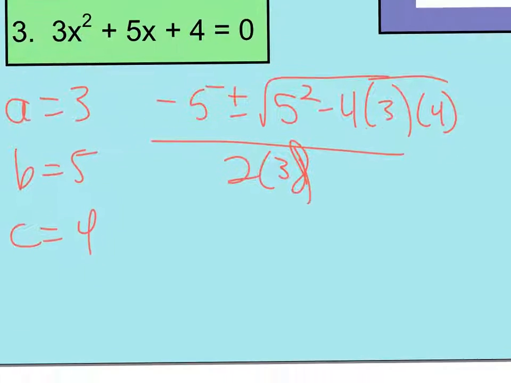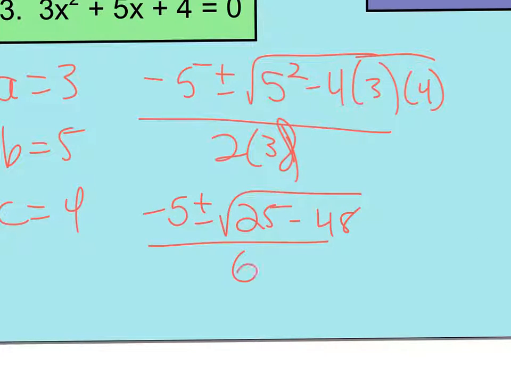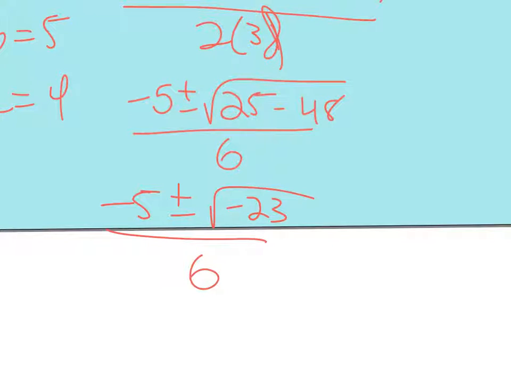So let's play the order of operations game, and I'm going to get negative 5 plus or minus square root 25 minus 4 times 3 is 12 times 4 is 48 all over 6. So now if I put this together, that's negative 5 plus or minus 25 minus 48 is going to be a negative 23 over 6.